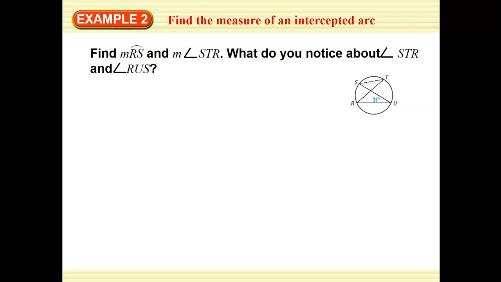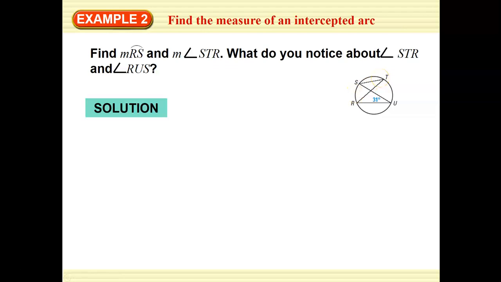Here we're asked to find the measure of arc RS. So this angle right here, angle U, is 31 degrees. Angle U has to be half as big as that arc, so arc RS has to be 62. Angle STR has to be 31 because it's half of that. So 31.